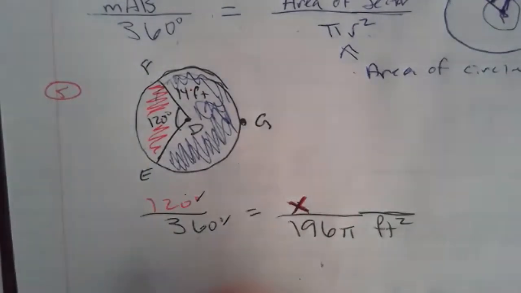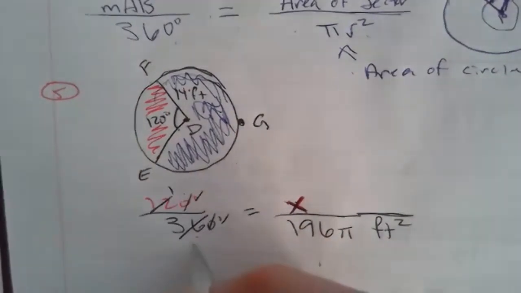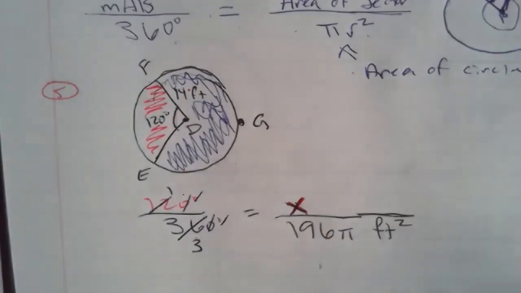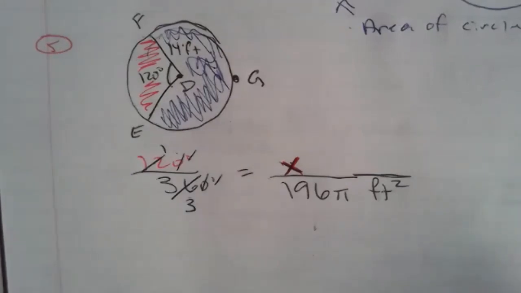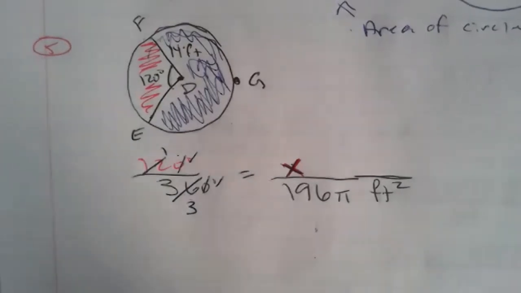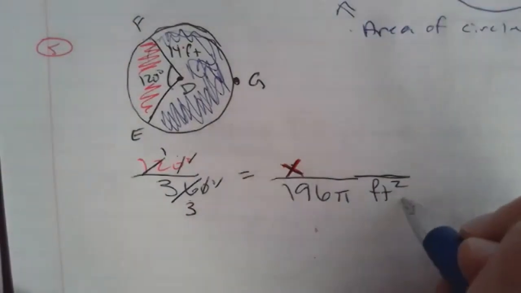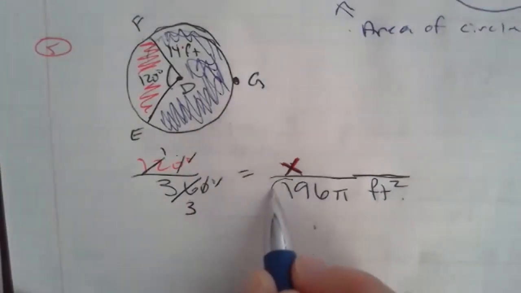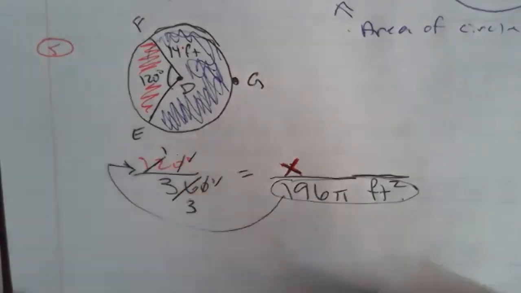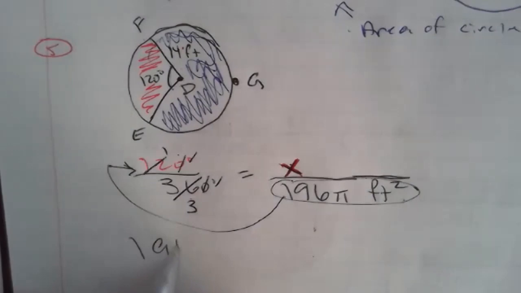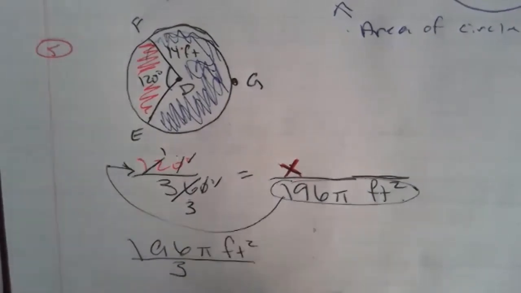Degree over degree cancels out. 0 over 0 cancels out. 12 goes into 36 3 times. It's kind of nice to actually be able to simplify your fractions. If you didn't simplify your fractions, did you get the wrong answer? I hope you said no, but it's sometimes more confusing. How am I going to get this variable by itself? Well, I'm going to take this entire denominator, and I'm going to multiply it over here. So I have 196 pi square feet all over 3.